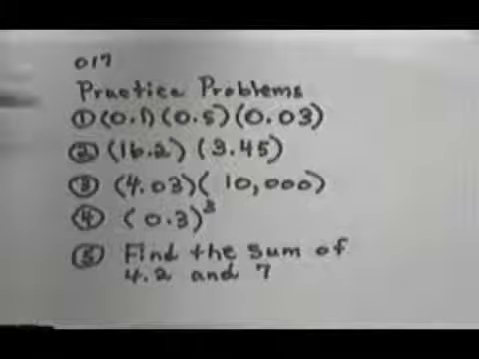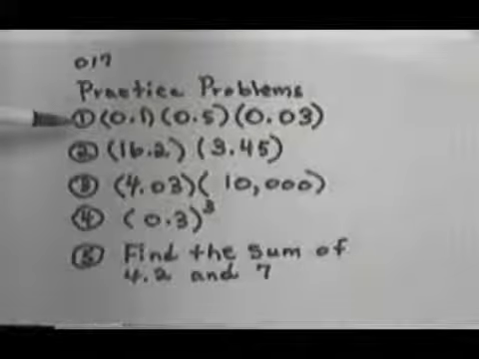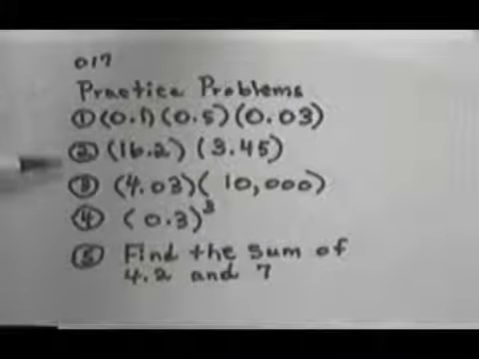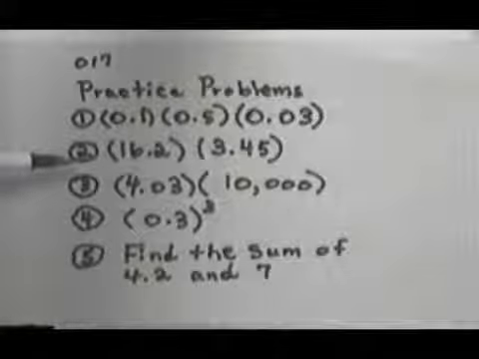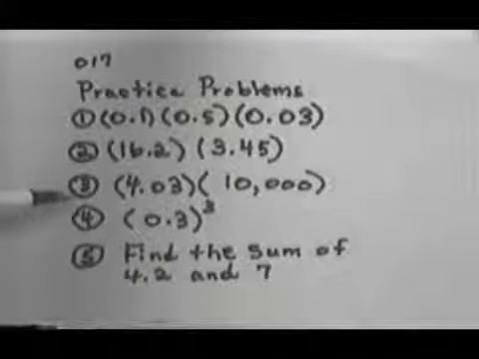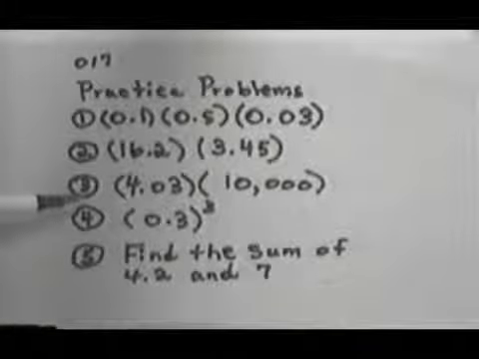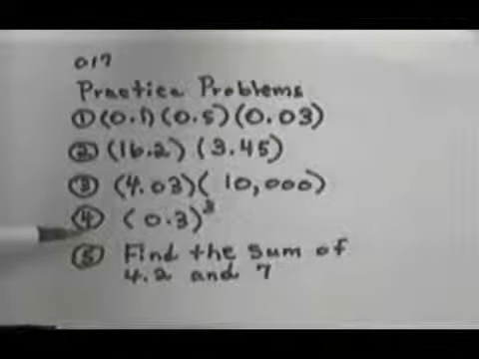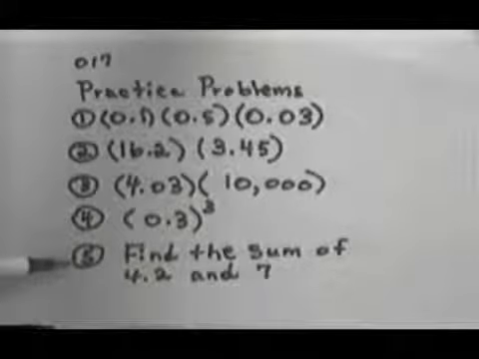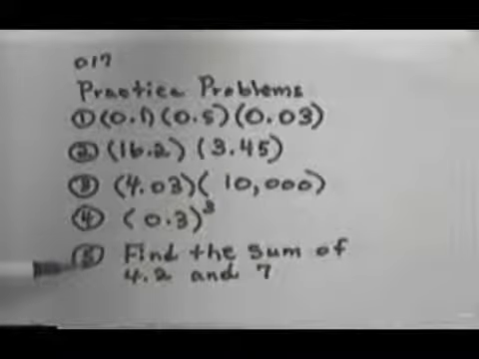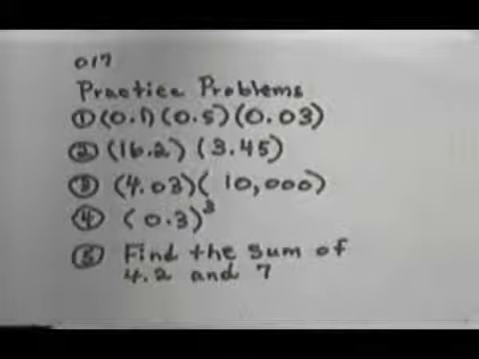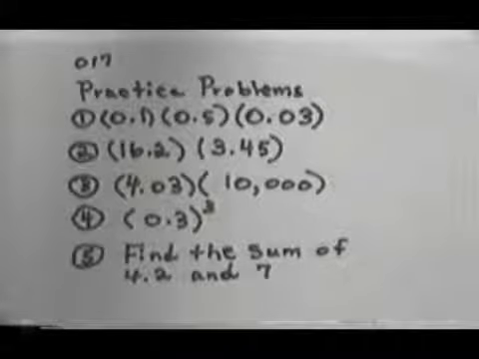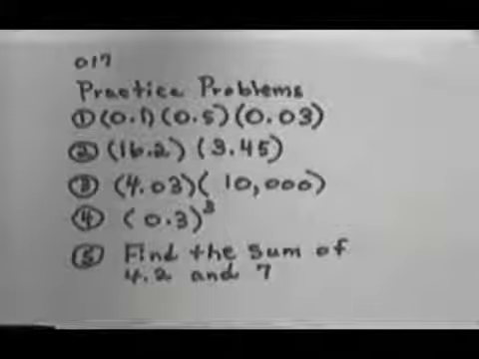Now let's do some practice problems. Number 1, 0.1 times 0.5 times 0.03. Number 2, 16.2 times 3.45. Number 3, 4.03 times 10,000. Number 4, 0.3 raised to the 3rd power, or 0.3 cubed. Number 5, find the sum of 4.2 and 7. Once you've copied the problems down, stop the tape.